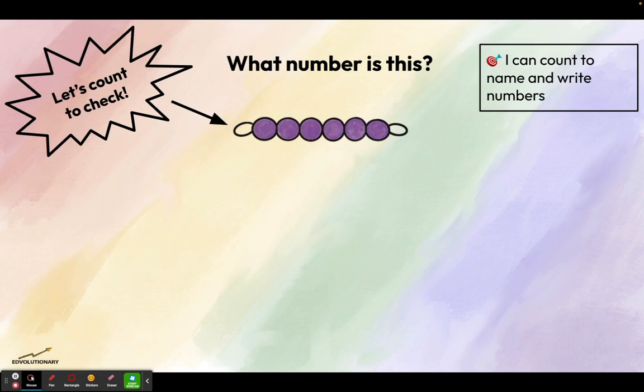And you'll say, "What number is this?" Give students a couple of seconds. As these numbers get bigger, it's going to be harder for them to count accurately without you. So just give a couple seconds and then students may shout out what they think it is.